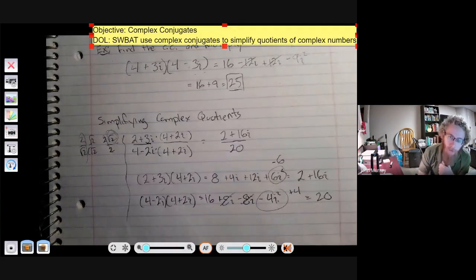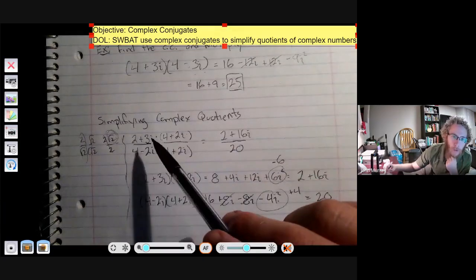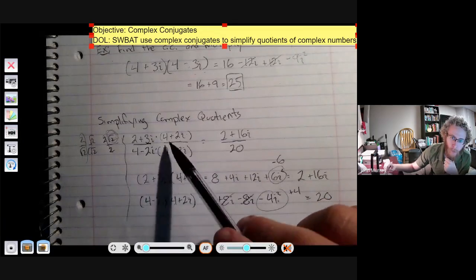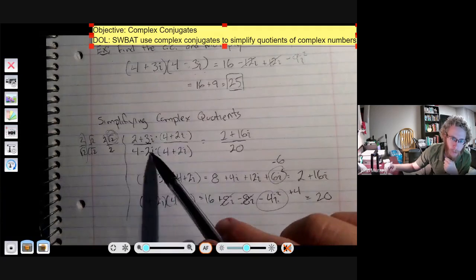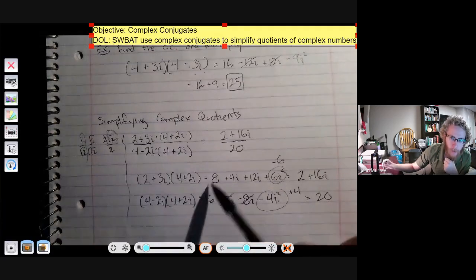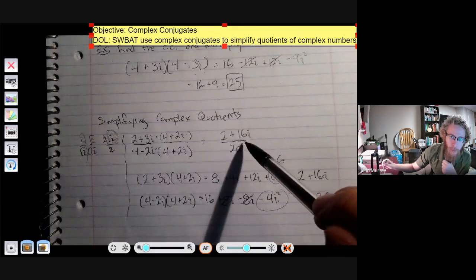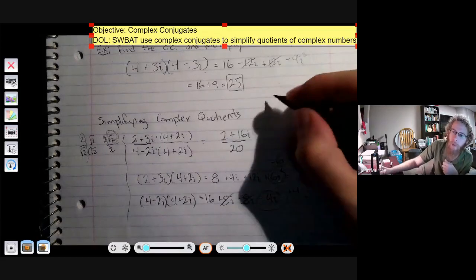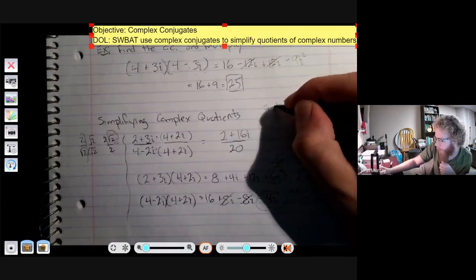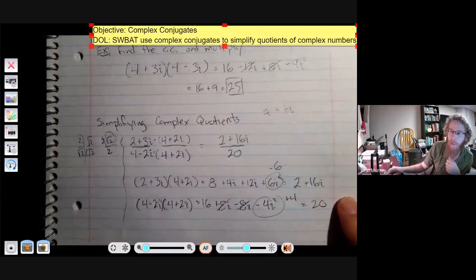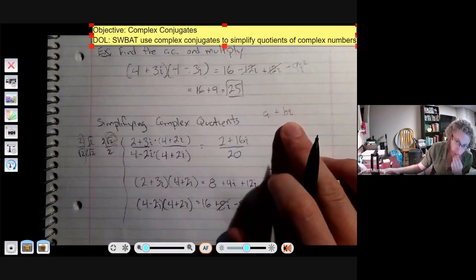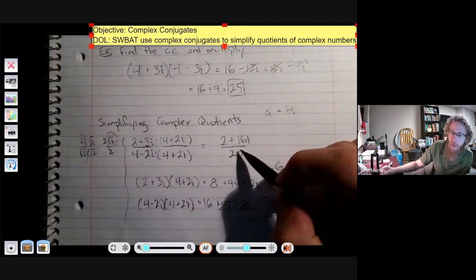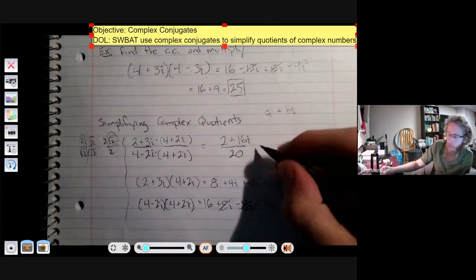Okay, so we started with 2 plus 3i over 4 minus 2i. We multiplied numerator and denominator by the complex conjugate of the denominator. And we have 2 plus 16i over 20. Now, they may ask you to go further because remember, standard form for complex numbers is a plus bi. So if you see something like this, you would just distribute that divided by 20 to both.